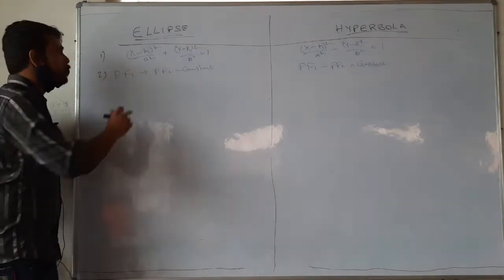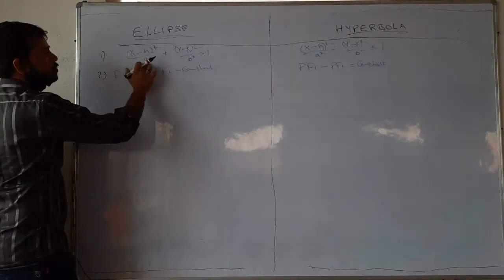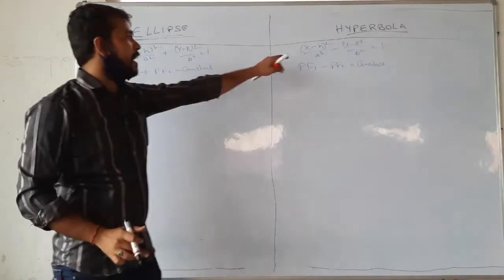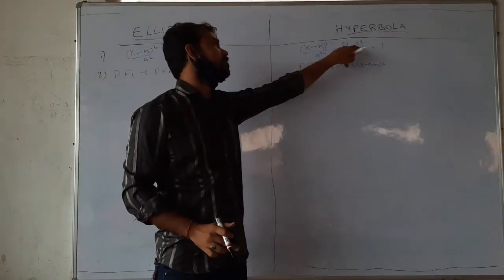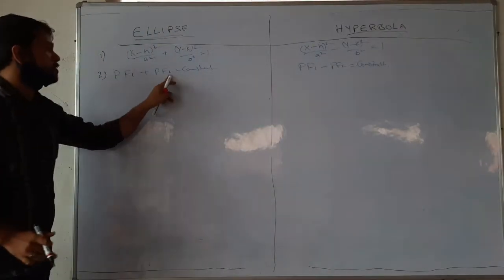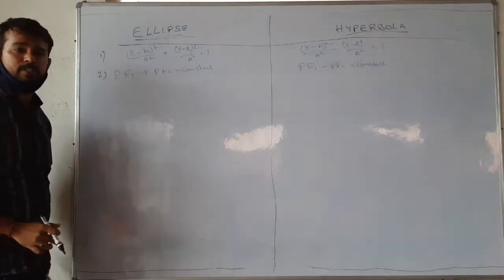So now we got two points. Here (x minus h) whole square by a square plus (y minus k) whole square by b square is equal to 1, and here (x minus h) whole square by a square minus (y minus k) whole square by b square is equal to 1. And here PF1 plus PF2 is equal to a constant, and there PF1 minus PF2 is equal to a constant.